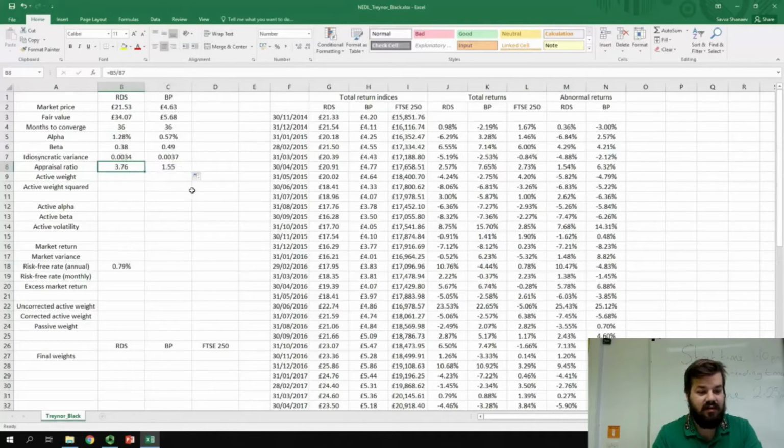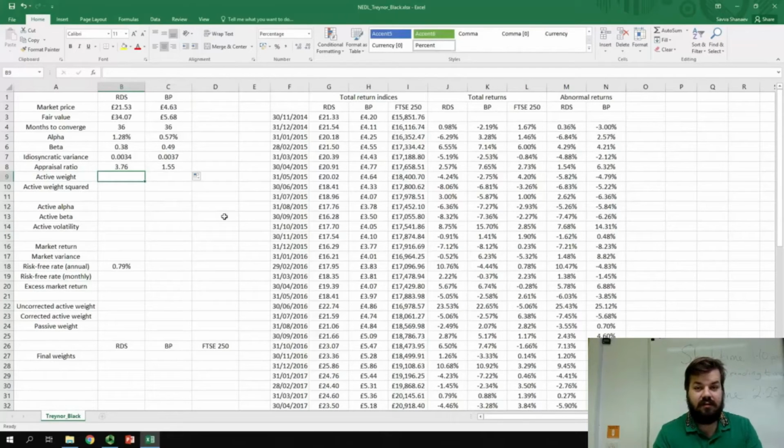And we can see that our appraisal ratio for Royal Dutch Shell is a bit greater than the appraisal ratio for BP. Appraisal ratio is the measure of risk-adjusted return. The higher, the better. And appraisal ratio is the main tool, the main indicator that guides our investment decision in the Treynor-Black model. We need to weigh our actively managed capital proportionately to the appraisal ratios of our stocks.